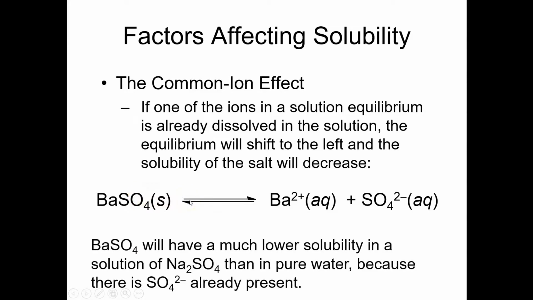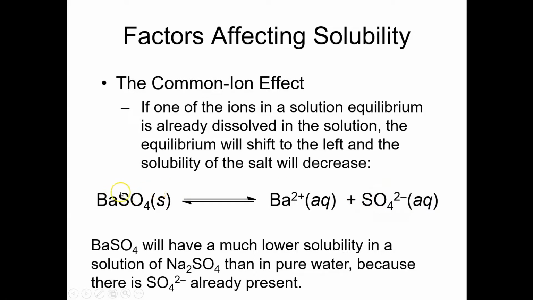And so an example of this would be to say barium sulfate is going to have a much lower solubility in a solution of sodium sulfate than it would have in pure water because there is already sulfate present. Remember, sulfate's part of the equilibrium constant expression.